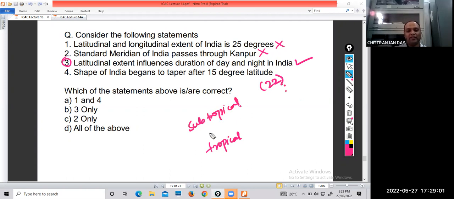सब ट्रॉपिकल इन नेचर मतलब 23.5 डिग्री नॉर्थ के जो ऊपर है वो है सब ट्रॉपिकल, और 23.5 डिग्री नॉर्थ के नीचे जो है वो है ट्रॉपिकल, विच इज वेरी नियर टू इक्वेटर.